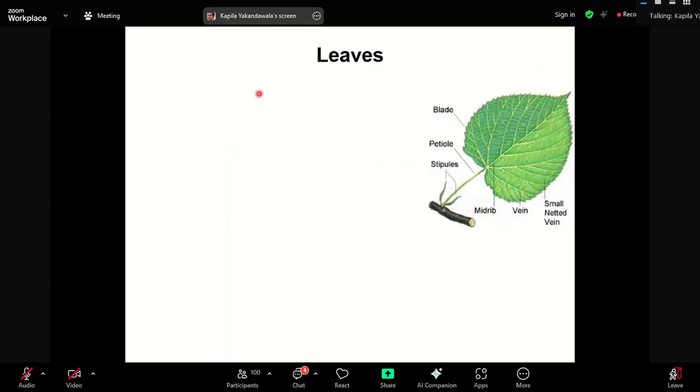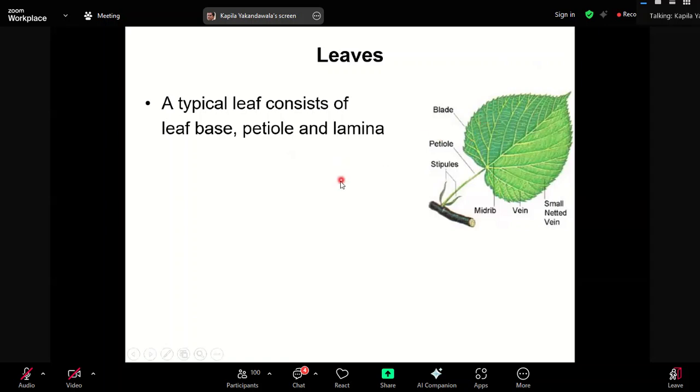Then leaves. You should be able to label all parts of a leaf. This is the leaf lamina or leaf blade. Margin: sometimes the margin has different shapes, dentate, etc. This is the petiole. If the petiole is absent, we use the term sessile. Then stipules are present sometimes, not always. This is the leaf base. This is the leaf tip.